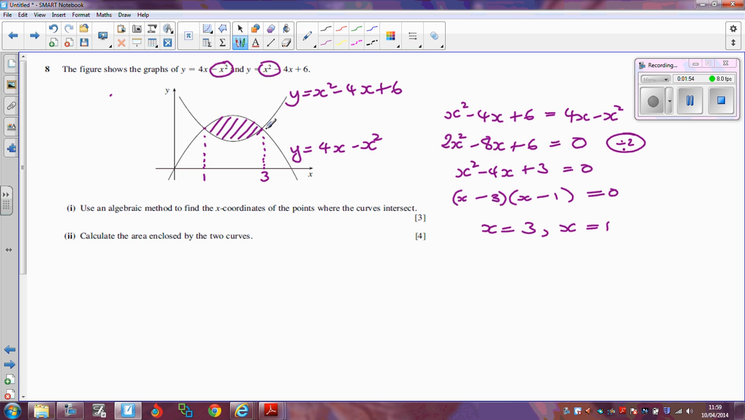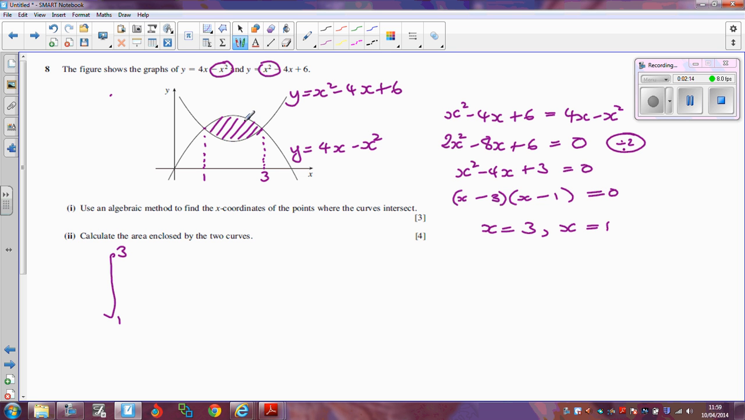Now, to find the area enclosed by the two curves, the easiest way is to find the area under the top curve and subtract the area under the bottom curve. You can do that together and have it as just one integral. The limits are going to be 1 to 3, because I want the area under this curve between 1 and 3, which gives me this area, and I want to take away this area here. So it's the integral from 1 to 3.